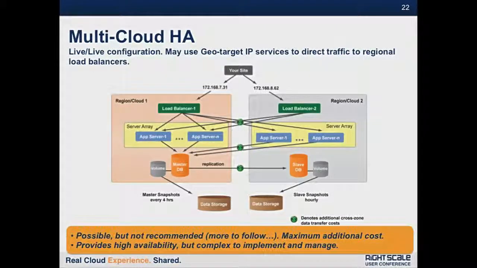That leads us to multi-cloud HA, and we'll spend the rest of the time talking about this. This has the maximum additional cost, right? Not only are you running all these servers, but you're also paying for all this traffic bouncing back and forth across these regions, and you're paying for all of that, right? So maximum additional cost on this. It does provide high availability, but it is pretty complex to set up and manage, and we'll talk about that in the next slide or two. I think I have a couple bullets on that.